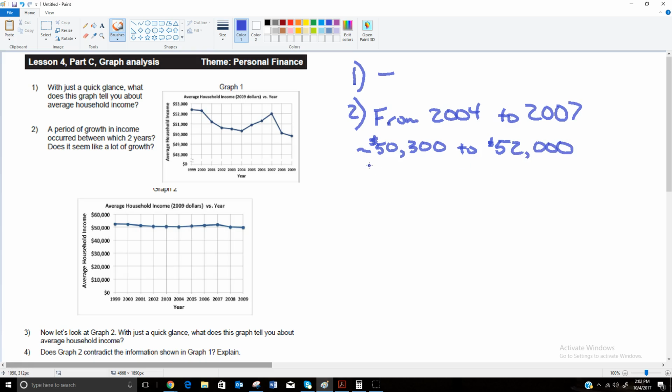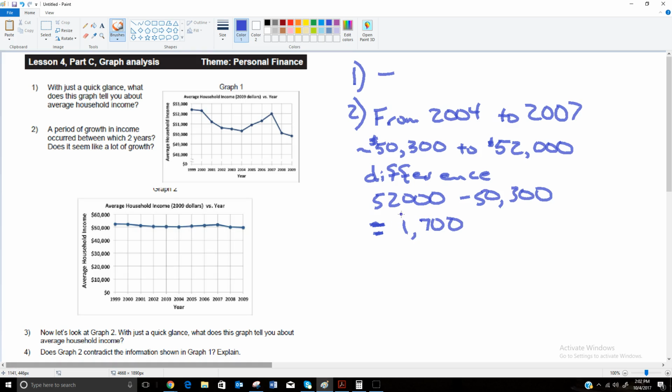So was that a lot of growth? Well, if we find the difference, if I take 52,000 and subtract 50,300, how much growth was that? Well, that comes out to be $1,700. And remember, that's a yearly income. So increasing your yearly income by $1,700, that's more than $100 a month, because $100 a month would be $1,200.